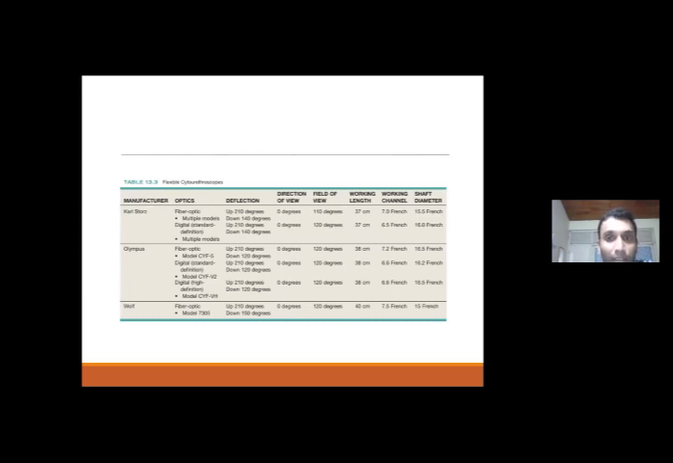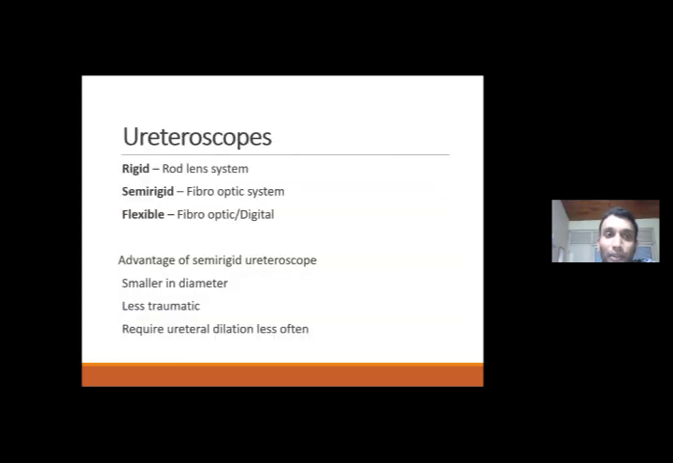The working length ranges from 37 to 40 centimeters, with a shaft diameter from 15 French to 16.5 French. The ureteroscopes are available as rigid, semi-rigid, and flexible. The rigid one has a rod and lens system, and the semi-rigid and flexible ones use fiber optic and digital systems. The advantage of the semi-rigid ureteroscope compared to the others is smaller diameter, less trauma, and it requires ureteral dilatation less often.